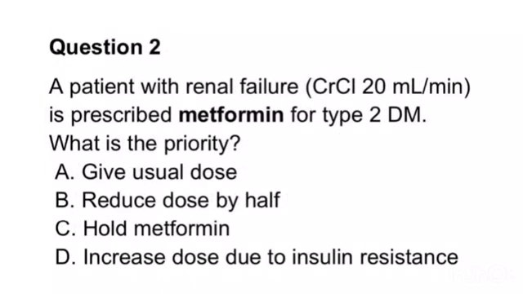Question 2. A patient with renal failure, CrCl 20 mL per minute, is prescribed metformin for type 2 DM. What is the priority? A. Give usual dose. B. Reduce dose by half. C. Hold metformin. D. Increase dose due to insulin resistance.